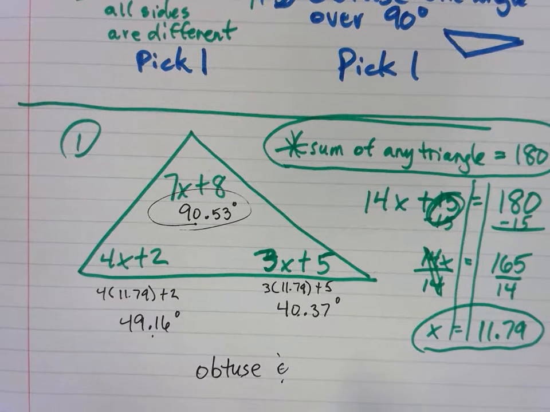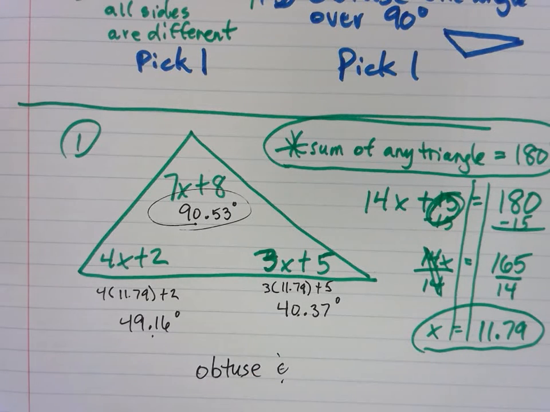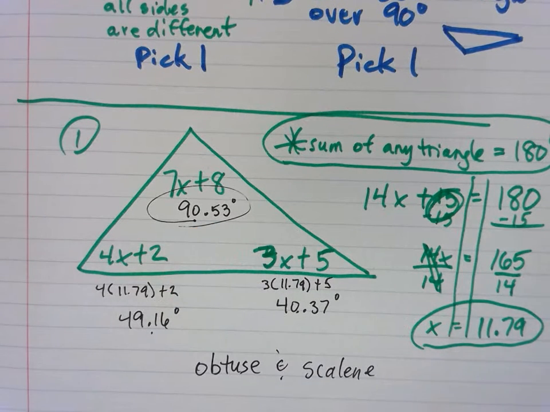Let's see, are any of these the same? 40.37, 49.16, 90. Since none of those are the same, all of them are different, that means it is going to be scalene. So that one is obtuse and scalene, because they're all different. We got one obtuse angle, so obtuse and scalene for that one.